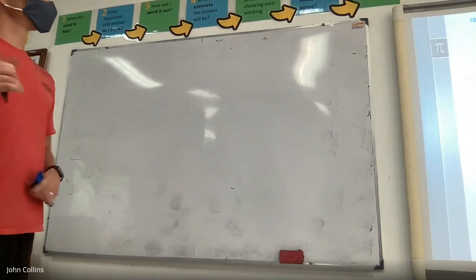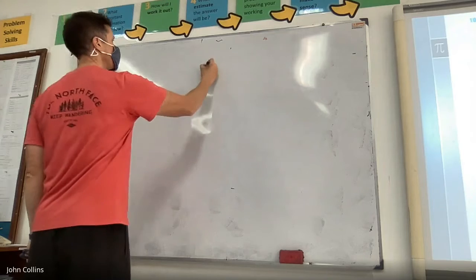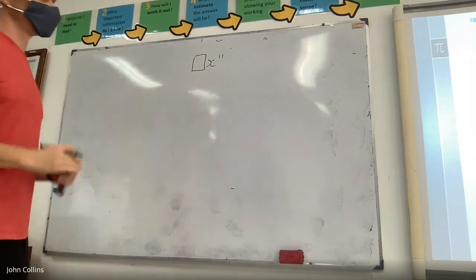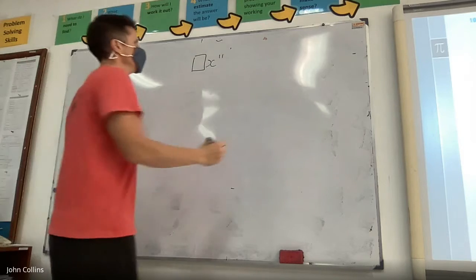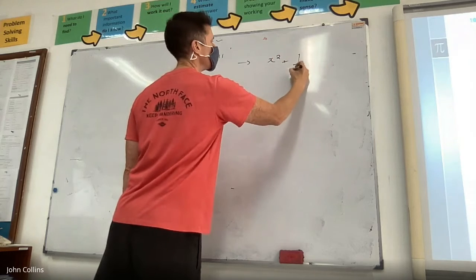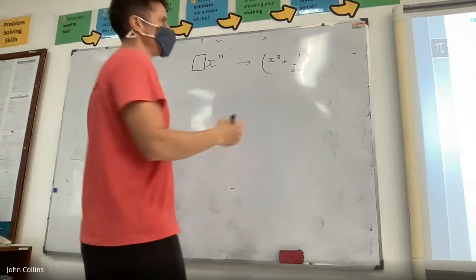Question 10. So we're looking to find the coefficient of x to the 11. That's that number in front of x to the 11 in a long expansion. We are expanding (x squared plus 1 over ax) to the 10.